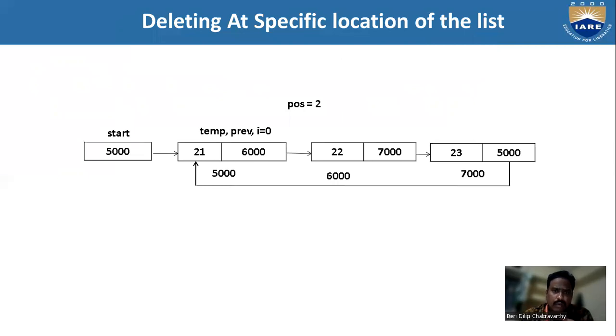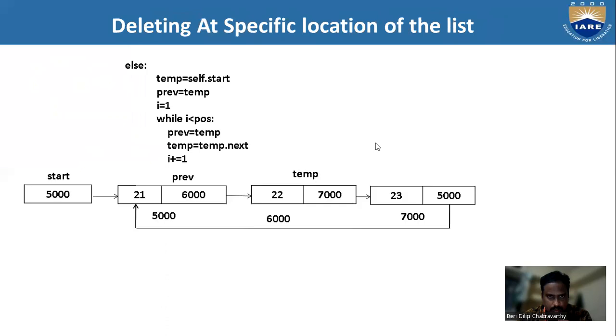Suppose you are trying to delete the node at position 2, so I need to go to that position. I will start from my first node and move up to the position. I'll consider the first node as my temp and check my position. Have I reached position 2? No, I have not reached. So now I'll move my temp here. I'll come to here. As I reach position 2, now what I need to do? I need to delete this.